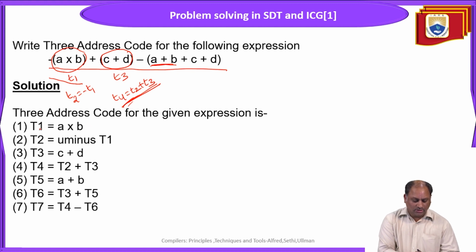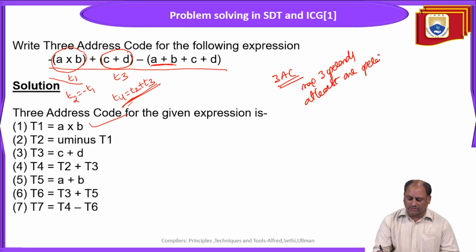So that's why here, for example, for a into b, you have taken three addresses. So in three address code notation, at most three operands and at least one operator are required. In order to satisfy this condition, this three address code is to be implemented like this statement: t1 equal to a into b.